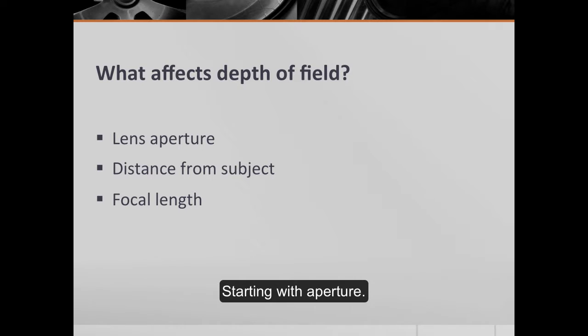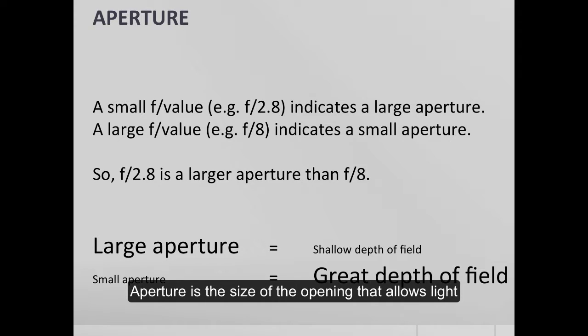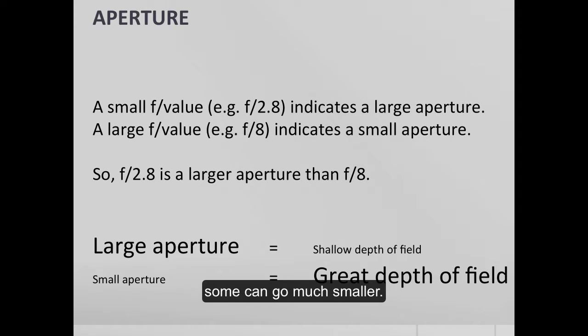Starting with aperture. Aperture is the size of the opening that allows light to go through the lens. It's expressed in f-stops. Sometimes it's referred to as f-values or aperture value, and the typical range is somewhere around f2.8, which is fairly large, to, most cameras go to f8 at least. Some can go much, much smaller.